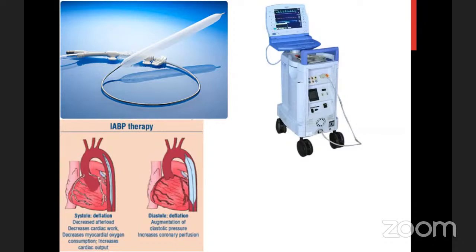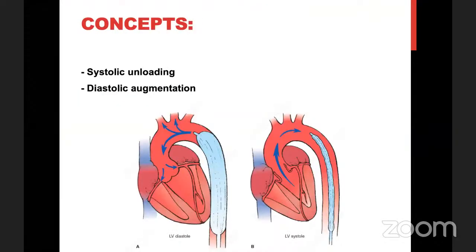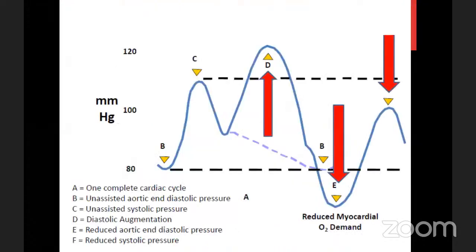So during diastolic inflation, augmentation of the diastolic pressure increases the coronary perfusion. So two concepts: systolic unloading and diastolic augmentation. This diagram explains the mechanism of action of the intra-aortic balloon pump, which reduces the myocardial oxygen demand during systole and increases the perfusion of the coronary arteries during diastole.